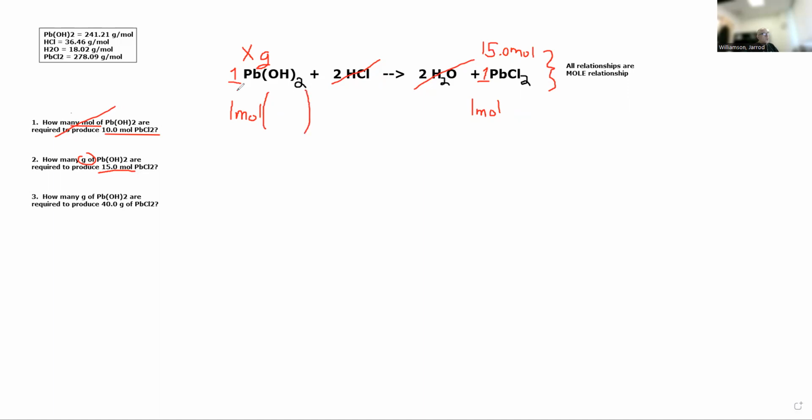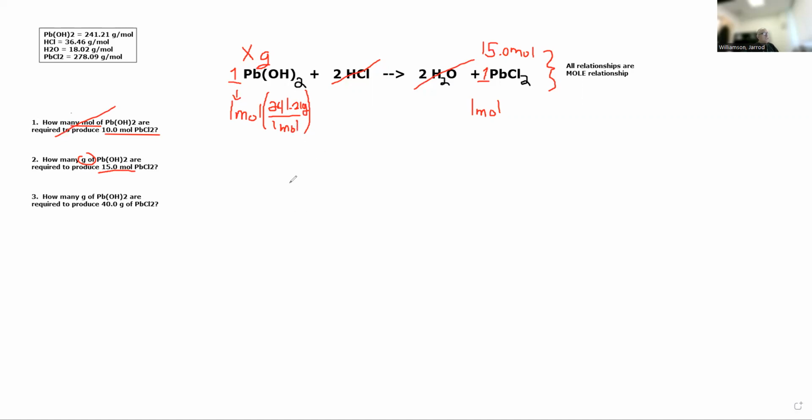I got the 1 mole because of that 1. I'm going to convert this 1 mole into grams using its molar mass. I've got lead hydroxide, 241.21 grams per 1 mole.